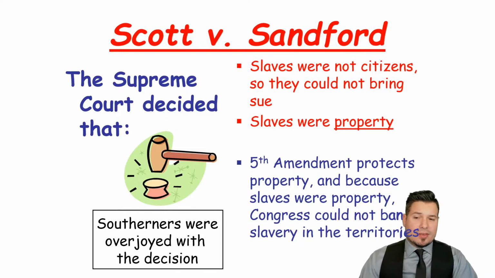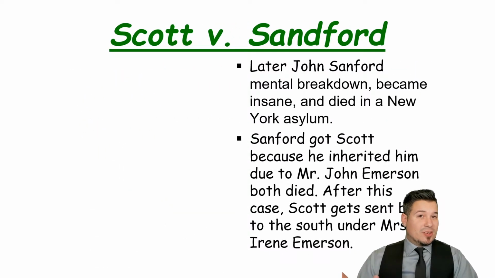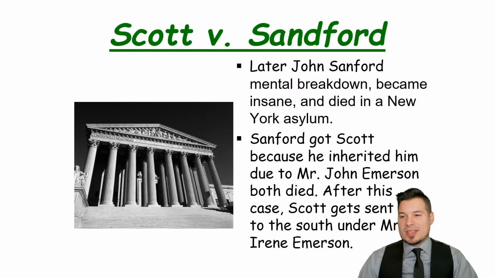It's disgusting. It goes further, though, because now you have the Fifth Amendment, which protects people's property. Well, basically they say that because slaves are property, Congress can't ban slavery in any of the territories. Southerners were overjoyed with this horrible decision. And today we know it was a very bad decision. It was handed down by Roger Taney, a very famous Chief Justice. Years later, his family will apologize to Scott's family. It was very nice, in around 2017.